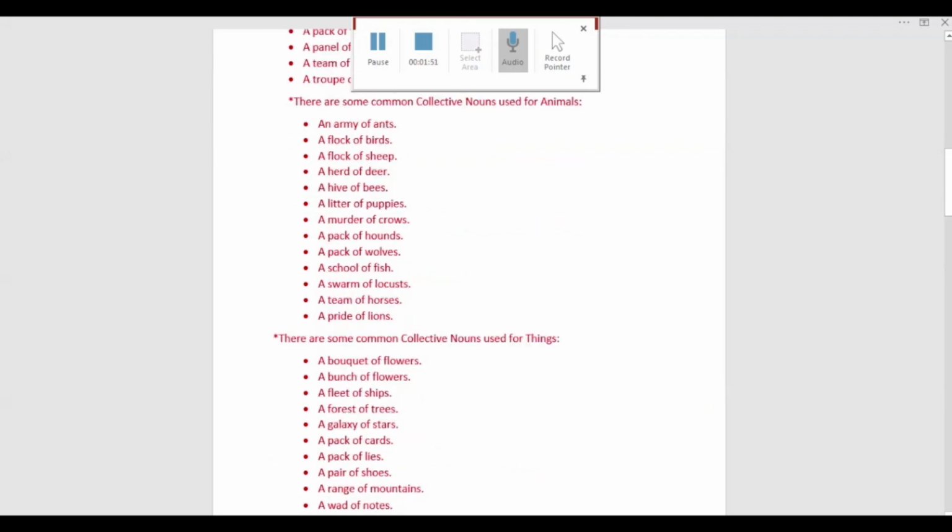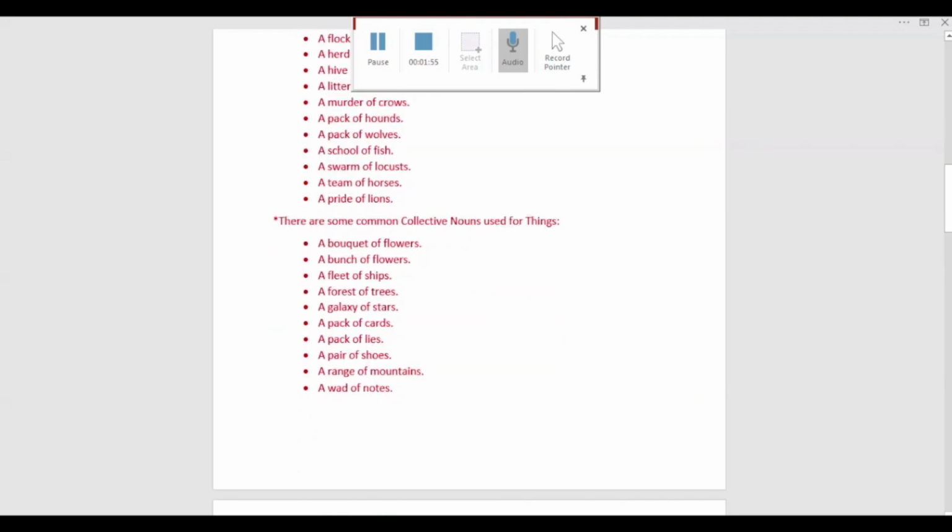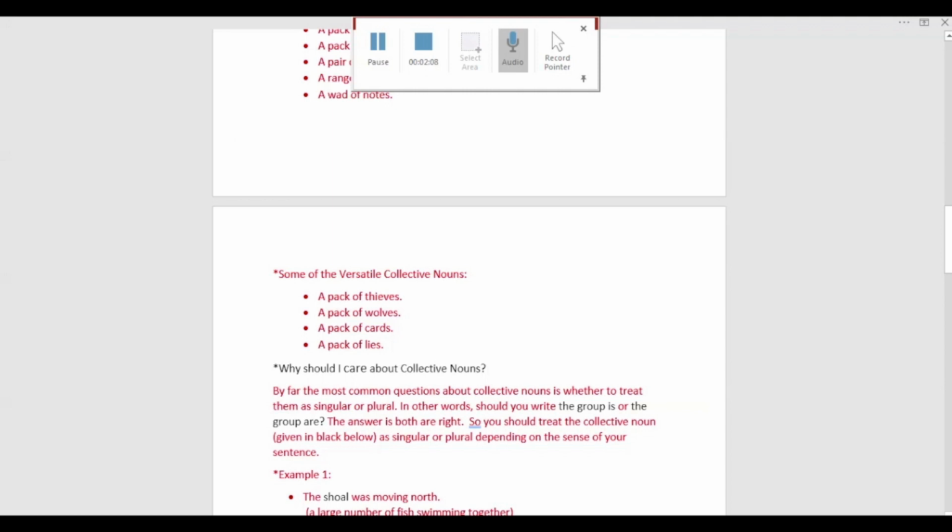Then come common collective nouns used for things. Okay. A bouquet of flowers, a bunch of flowers, a fleet of ships, a forest of trees, a galaxy of stars, a pack of cards, a pack of lies, a pair of shoes, a range of mountains, a wad of notes.